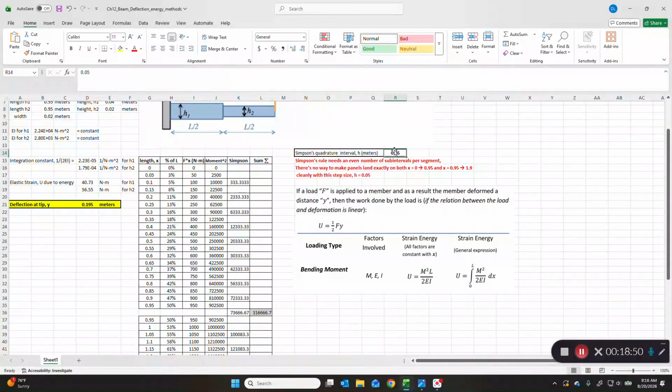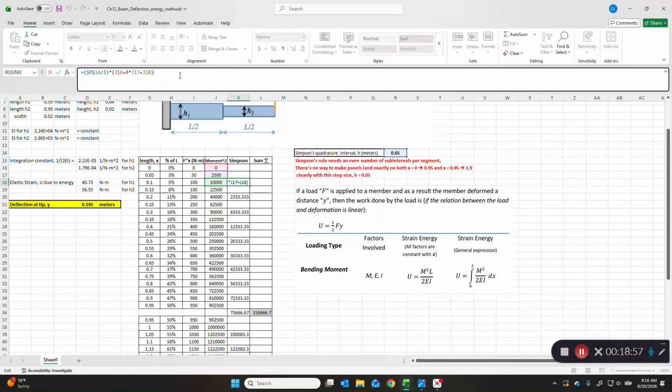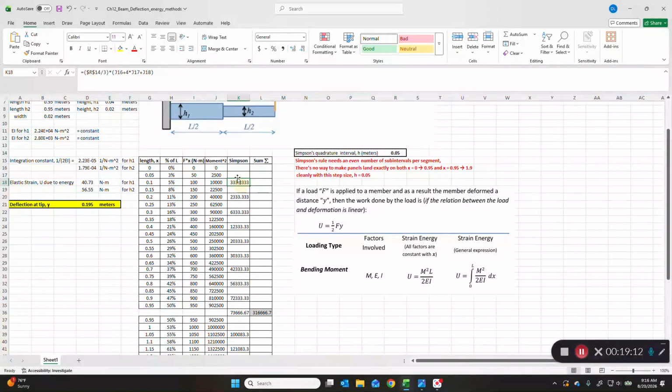So I picked the interval of 0.05 for now. So Simpson's rule, you can see we've done it before. We take the interval, divide by 3. That's always going to be a constant, times the first term here, which is the 0 term in the moment squared. That's what we're integrating. And 4 times the second term plus the third term. There it is. So there's my Simpson's quadrature calculation. I'm going to copy it down to every other cell.